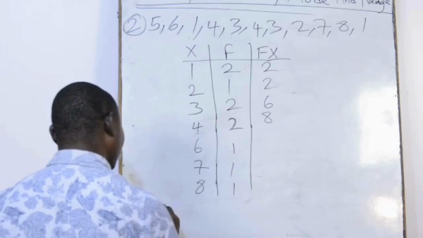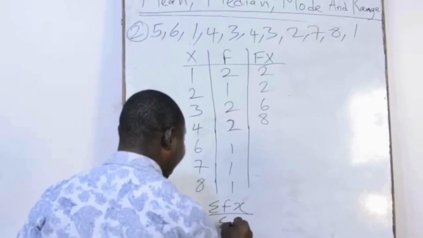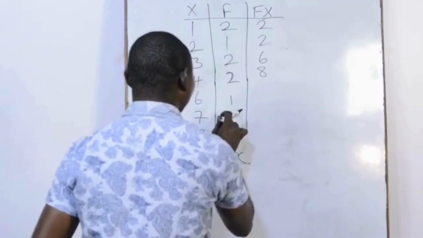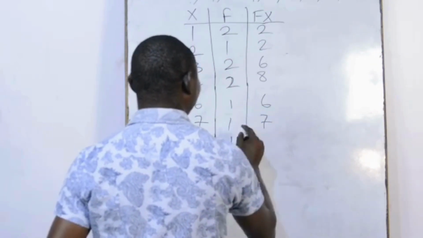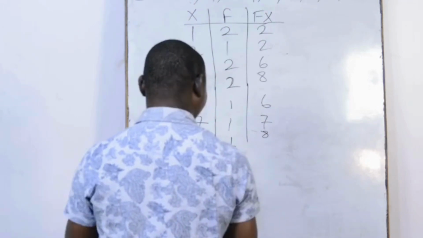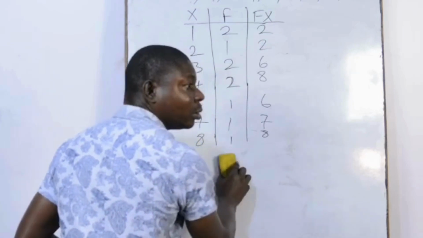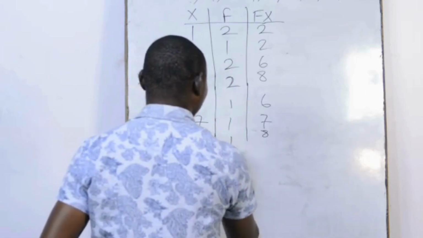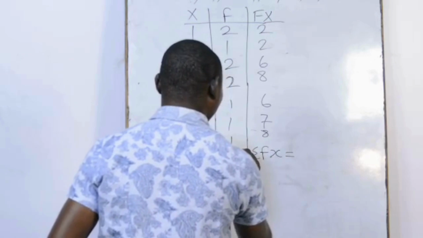Mean equals summation fx over summation f. So the next thing is 1 times 6, that will give you 6. 1 times 7, that will give you 7. 1 times 8, that will give us 8. So we have summation f and summation fx.